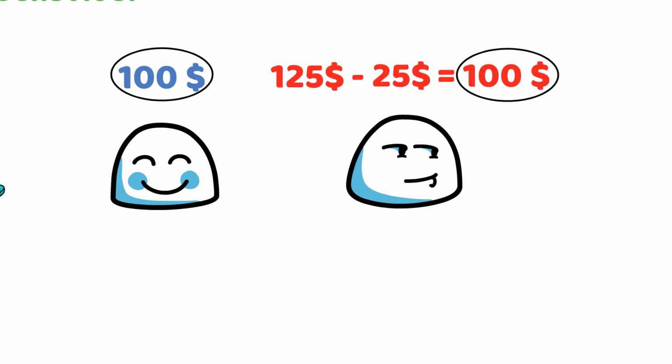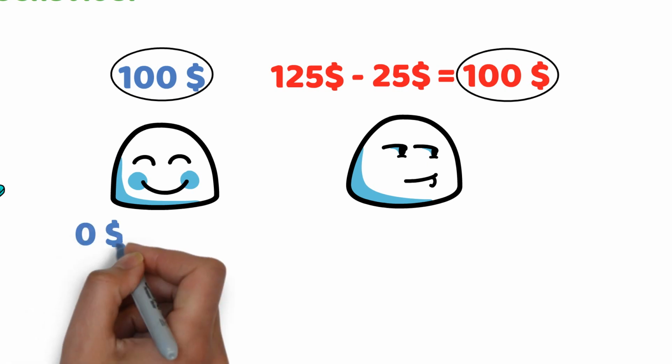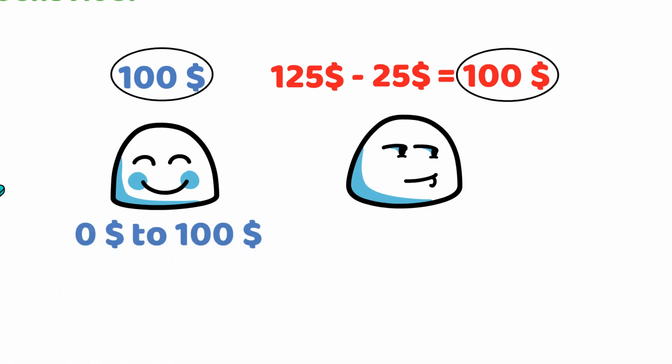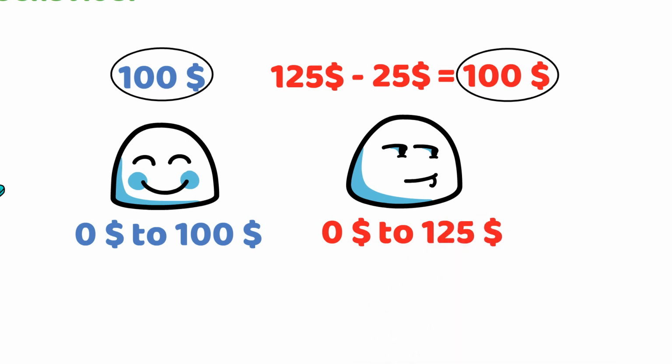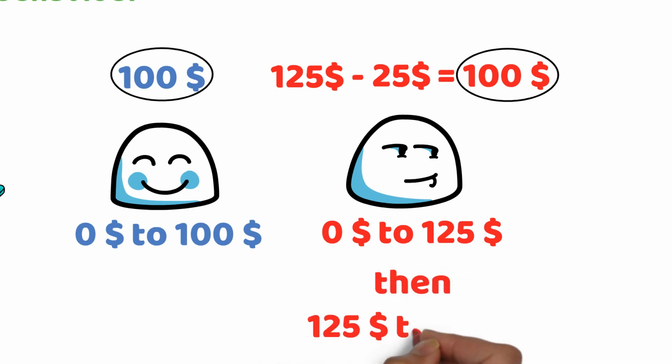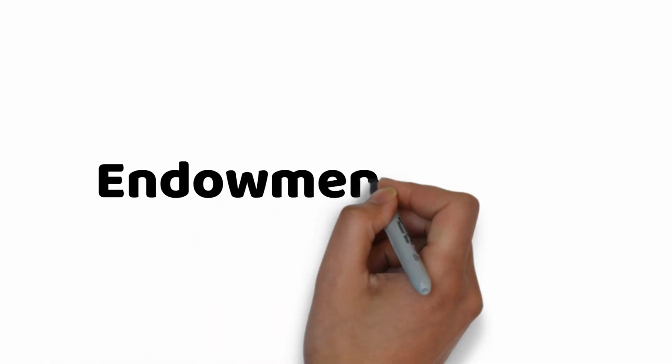A person who has gained $100 is happy because he went from 0 to 100. However, a person who has gained 125 was excited at first. His reference point was set at 125, but later he lost $25 and ended up gaining only $100. This leads us to the endowment effect.